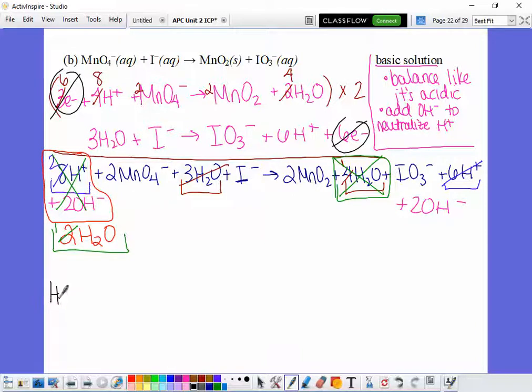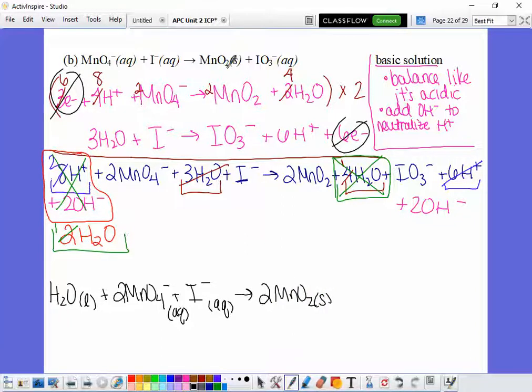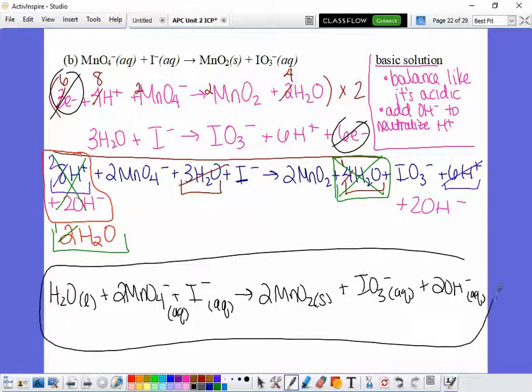So we have 1 H2O, which is liquid, plus 2MnO4 minus, which is aqueous, going to 2MnO2, which is a solid based off of the original problem, plus IO3 minus, which is aqueous, plus 2OH minus, which is aqueous. I know I'm blocking people, I will move out of the way. Yep, and you can go through and check to make sure everything balances properly. We're not going to go through that with this one. Okay?